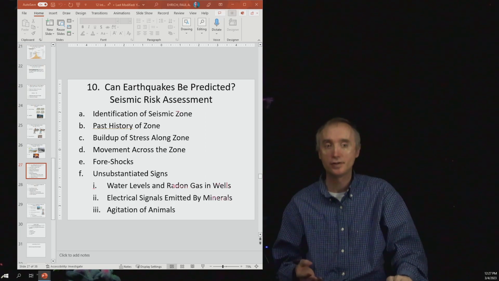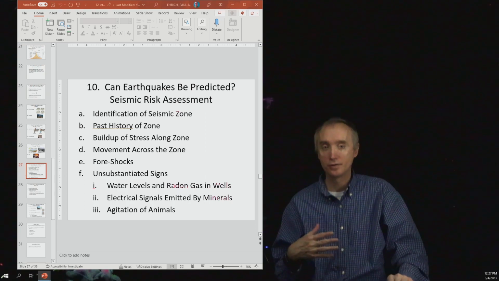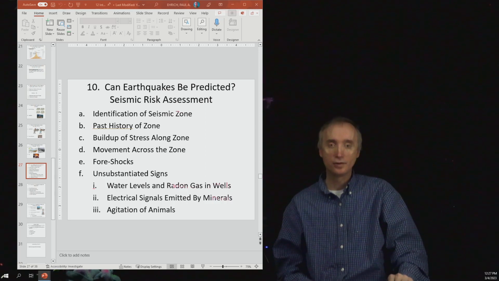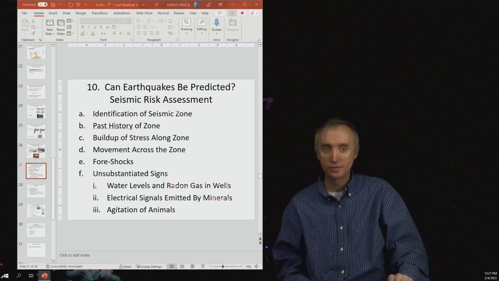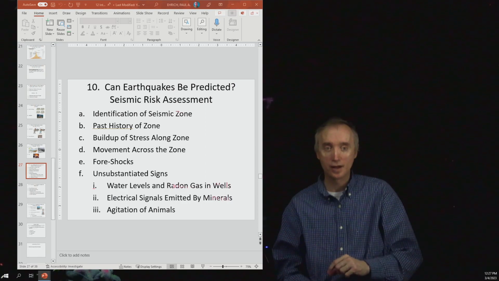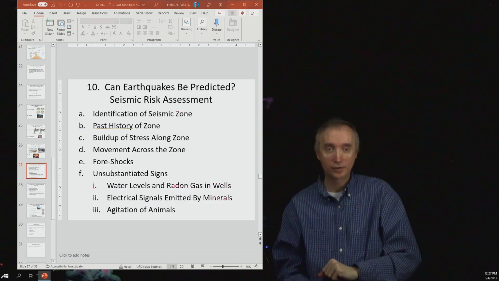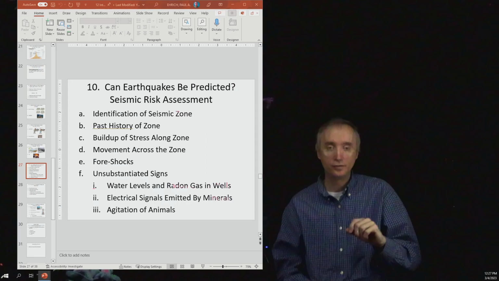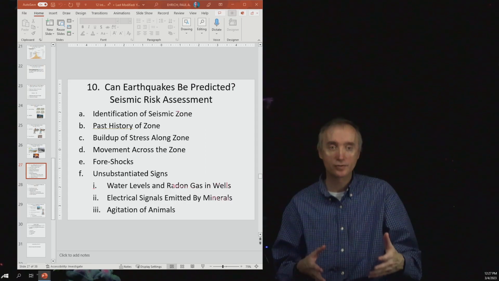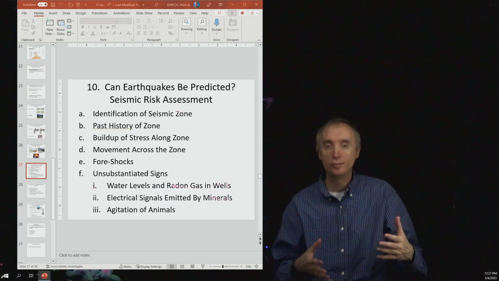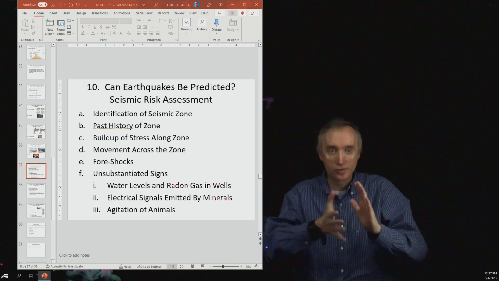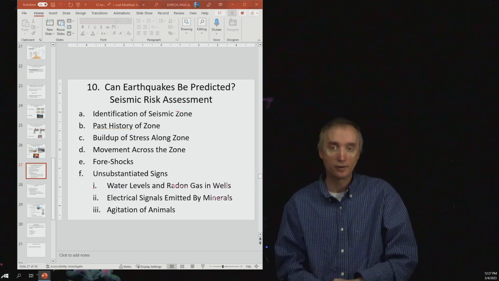There are scientists that are investigating this, but there's no conclusive proof that it shows that an earthquake is going to happen. Electrical signals emitted by minerals. There are certain minerals like quartz that, when you squeeze them, give off electricity. So if you could monitor the amount of electricity in the ground, maybe that would tell you that there are forces building up in that area.